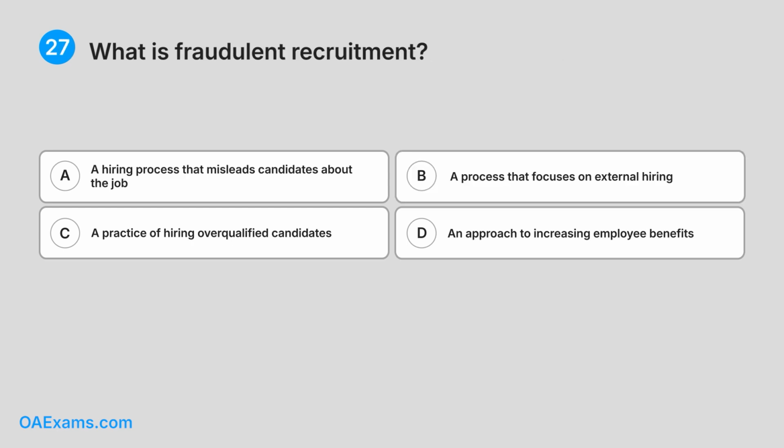27. What is fraudulent recruitment? A. A hiring process that misleads candidates about the job. B. A process that focuses on external hiring. C. A practice of hiring overqualified candidates. D. An approach to increasing employee benefits. Can you guess the answer?